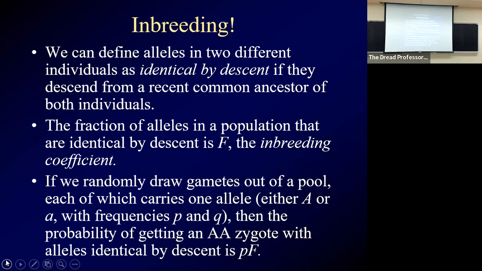So my brown-eyed alleles and my sister's brown-eyed alleles are identical by descent because they both come from my father. My brown-eyed alleles and the emperor's brown-eyed alleles would not be identical by descent because they don't come from a recent common ancestor. And in any given population, the fraction of alleles that are identical by descent is capital F, and we call that the inbreeding coefficient.